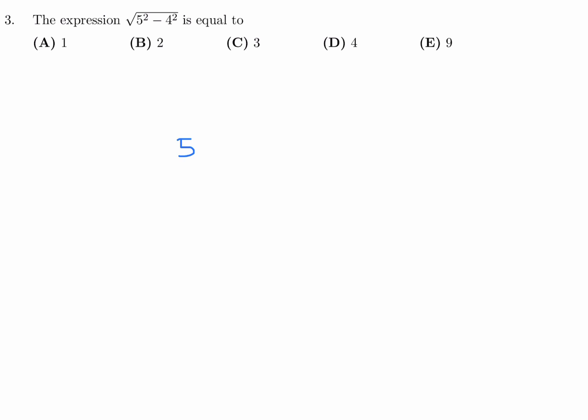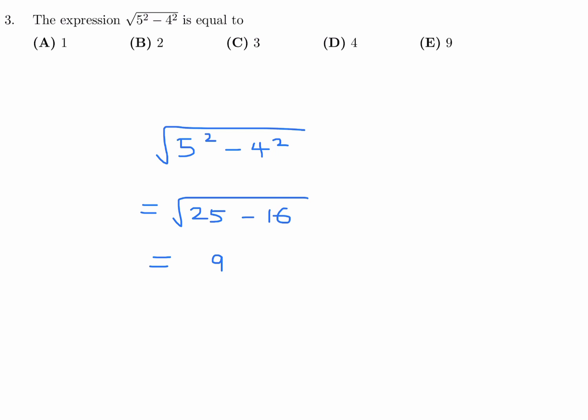The expression is the square root of 5 squared minus 4 squared. 5 squared is 25, 4 squared is 16. 25 minus 16 is 9. The square root of 9 is 3. Number 3, the answer is 3, and that's choice C.